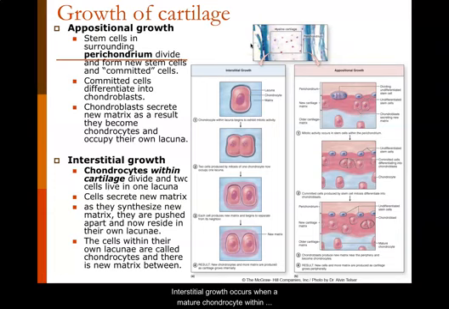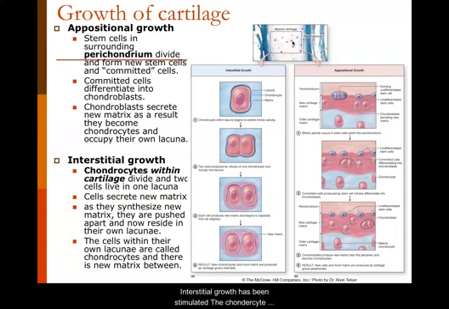Interstitial growth occurs when a mature chondrocyte within the cartilage divides. So chondrocytes like to live in lacunae, we've talked about that, but it's only one chondrocyte per lacuna. Otherwise, if there were more than one, the cells would run out of supplies. There's only enough materials in a lacuna to support the survival of a single cell.